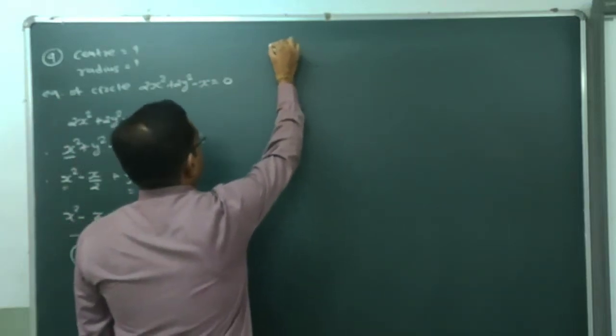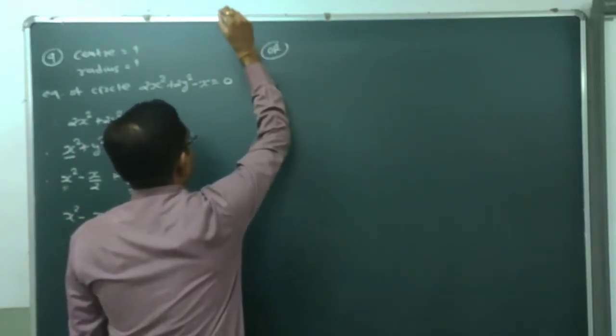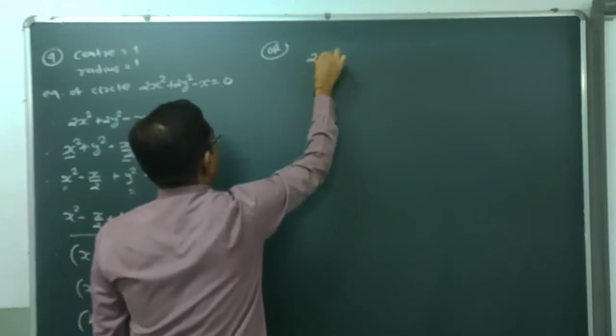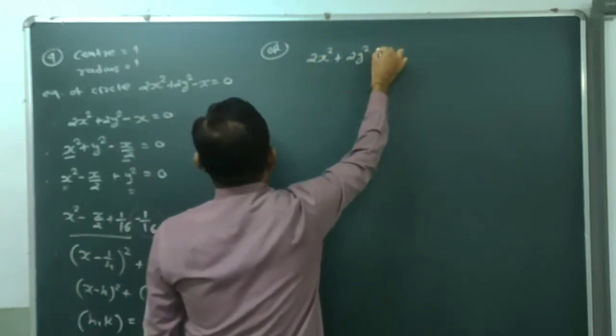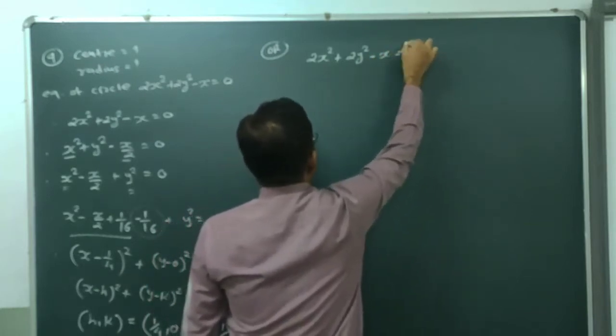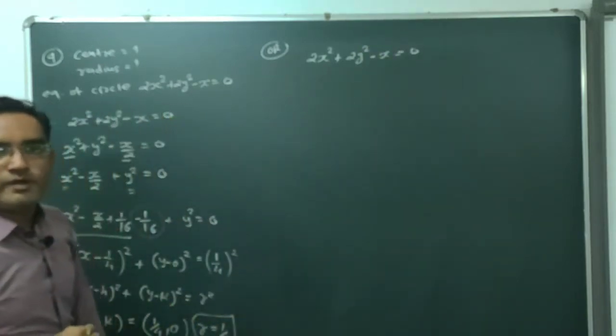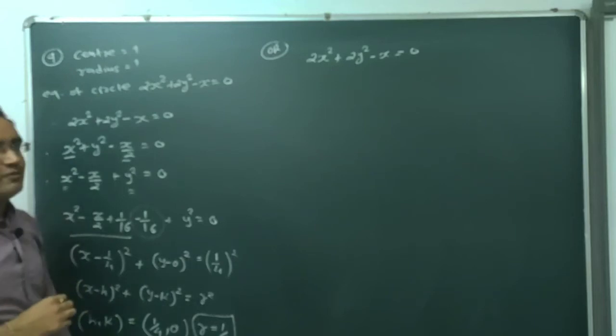So the given equation of the circle is 2x square plus 2y square minus x equal to 0. 2x square plus 2y square minus x equal to 0.